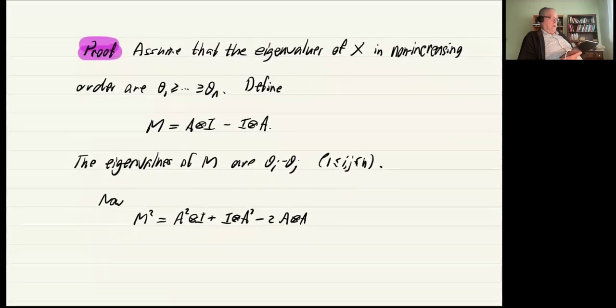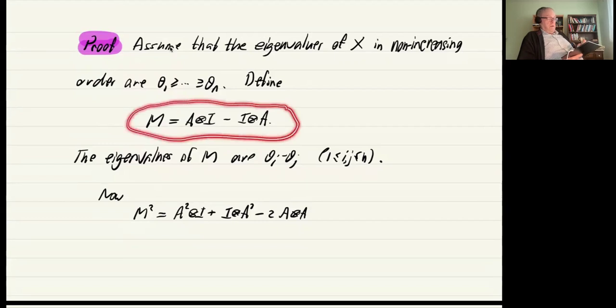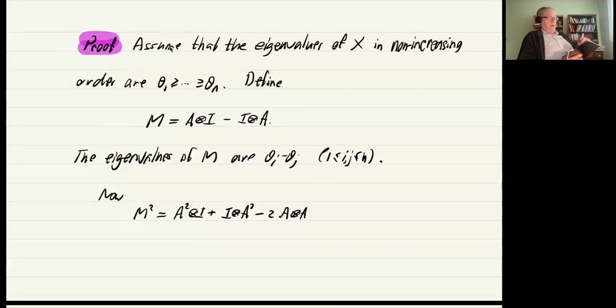I'm not sure I really need to do this, but there's no harm in assuming I've got the eigenvalues in non-increasing order, theta 1 through theta n. Okay, and now these are the eigenvalues of the adjacency matrix. Now I'm going to work with this matrix, which you can view as a signed Cartesian product.